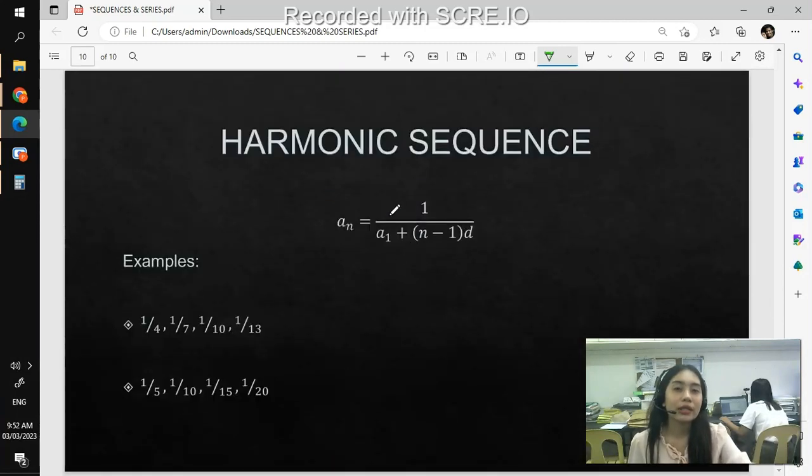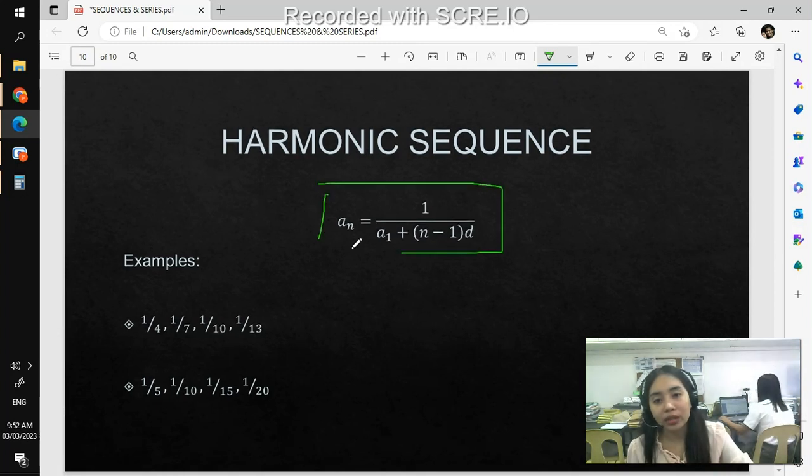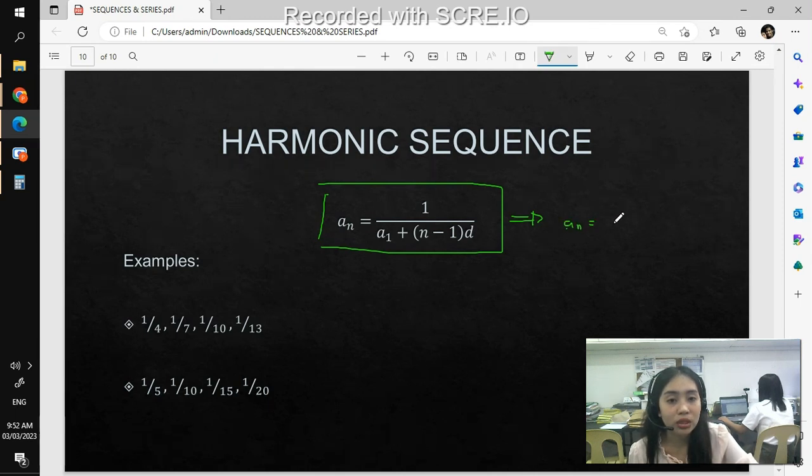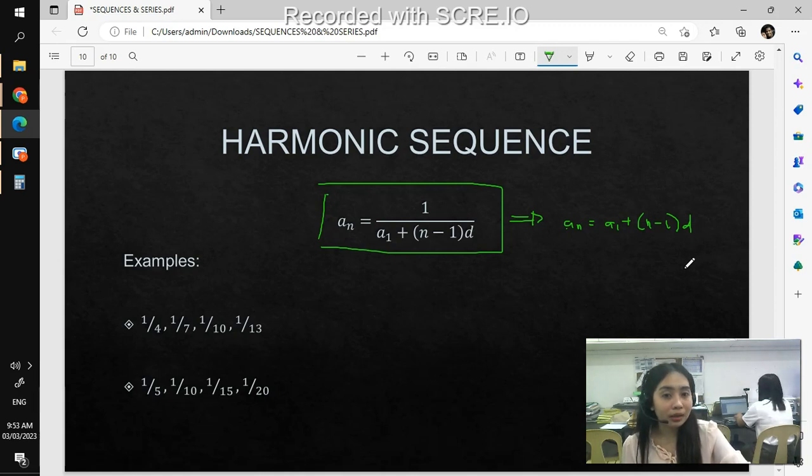Okay, next is we have the last, the harmonic sequence. The harmonic sequence has the general form a sub n, which is equal to 1 over a sub 1 plus n minus 1 times d. Now, if you have noticed, the denominator of this sequence shows us the formula for the arithmetic sequence, right? Because the formula for the arithmetic sequence is just a sub 1 plus n minus 1 times d, right? So basically, if the sequence is arithmetic, then automatically it's harmonic.